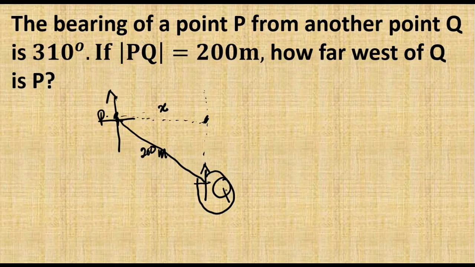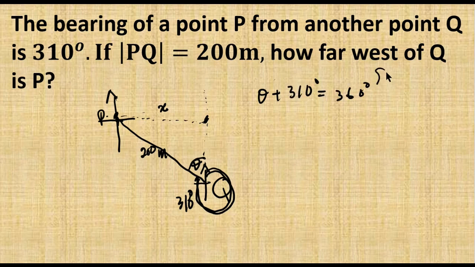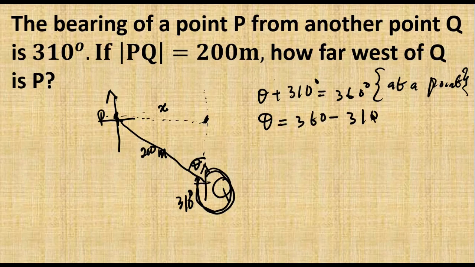Now, if you look at this angle here, this way to this point here is 310 degrees. That tells me that the angle at a point is 360. So if I call this angle here theta, theta plus 310 degrees will be equal to 360 degrees. That's angle at a point. So that theta would now be equal to 360 minus 310, which is equal to 50 degrees.